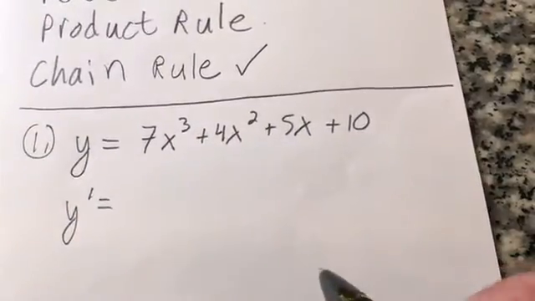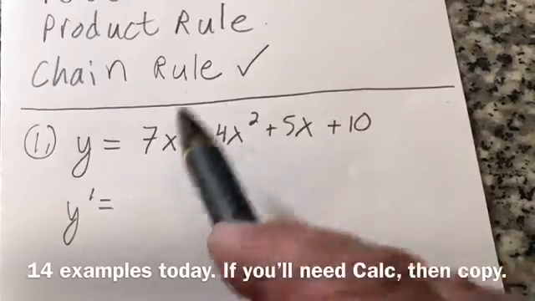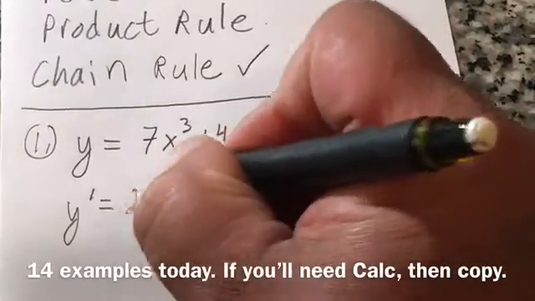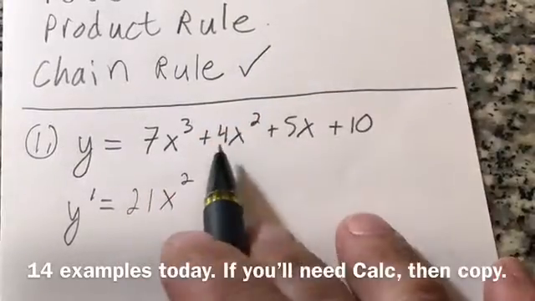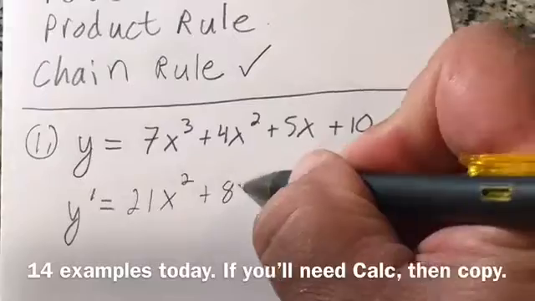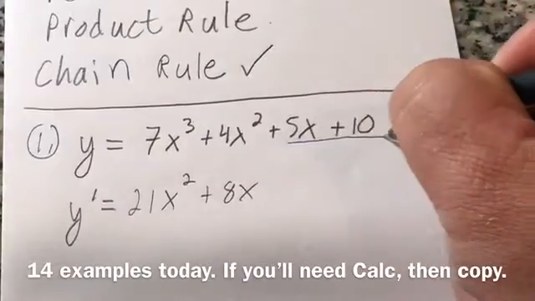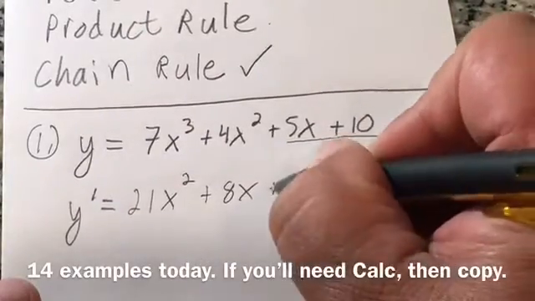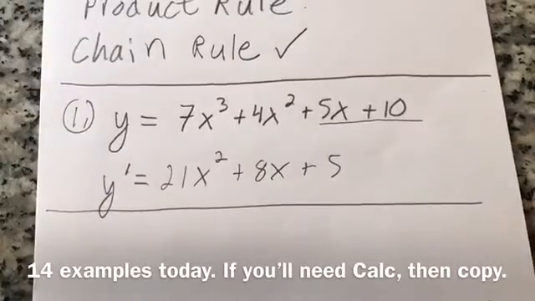If you don't know the power rule by now, you'll be hurting in college when you have to take calculus. So 3 times 7 is 21x, and then you subtract 1 from that, so squared. Then 2 times 4 is 8x, subtract 1 from the 2, so that gives me x to the first. I'm going to leave it like that. The slope of the line y equals 5x plus 10 is just 5. That's your derivative using the power rule.